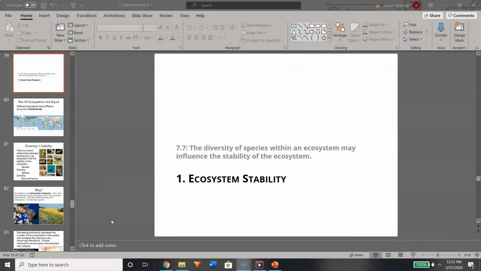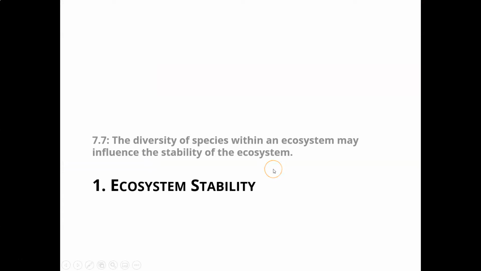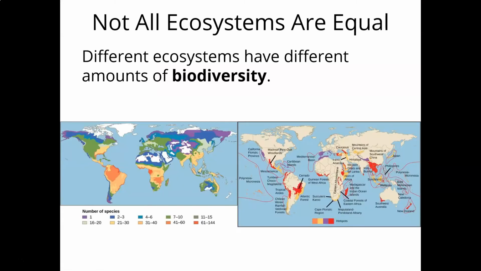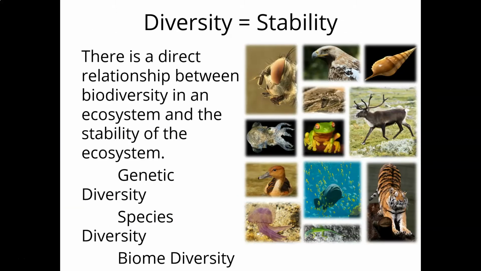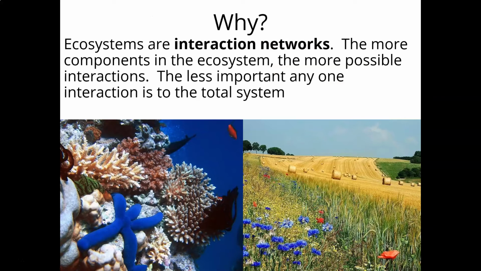All right, so let's go ahead and zoom in here. Okay. So, ecosystem stability. Now, not all ecosystems are equal. Different ecosystems have different amounts of biodiversity. There is a direct relationship between the biodiversity of an ecosystem and the stability of that ecosystem. The biodiversity stability is based on its genetic diversity, its species diversity, and its biome diversity. Now, why do we care about ecosystem stability? Well, all ecosystems are interaction networks. The more components of an ecosystem, the more possible those interactions are.